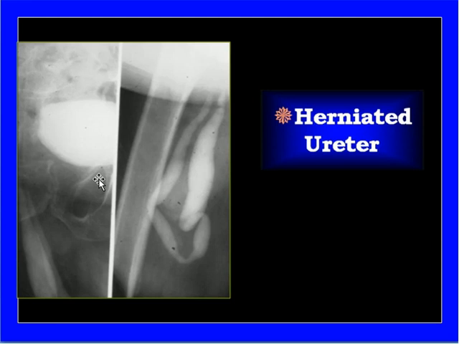Not a very common condition, herniation of the ureter, but still, when it occurs, it should be noticed and diagnosed. You can see the ureter coming down well below the urinary bladder, anterior to the femur. So this is herniated ureter.